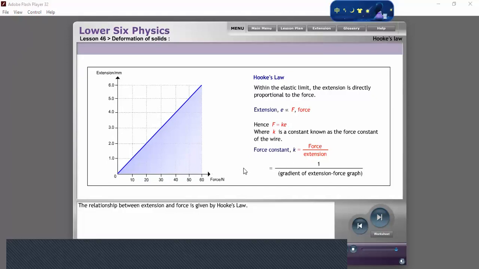From here, the force constant, according to Hooke's law, F is equal to Ke, or Kx. K is equal to force over the extension. So force over extension, from here, what is that? The gradient of the force.